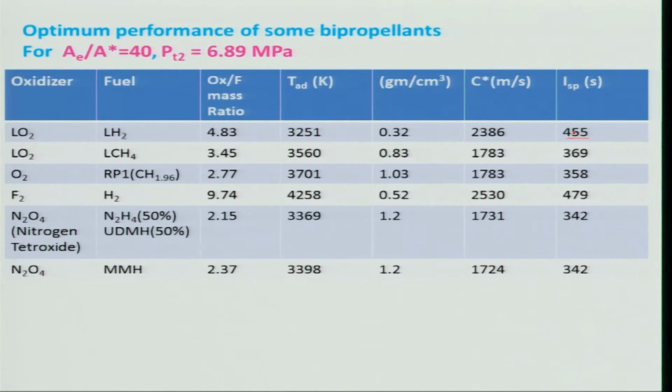If you look at whatever numbers I have put, they are all ideal, done from calculations. With liquid oxygen and liquid methane you have a much lower characteristic velocity, and therefore ISP is lower. And if you look at fluorine and hydrogen, it gives the highest ISP, but it is rarely used because fluorine is difficult to handle. Other combinations like nitrogen tetroxide with UDMH and N2H4, hydrazine 50%, are used in India for the Vikas engine kind of things, and then other things.